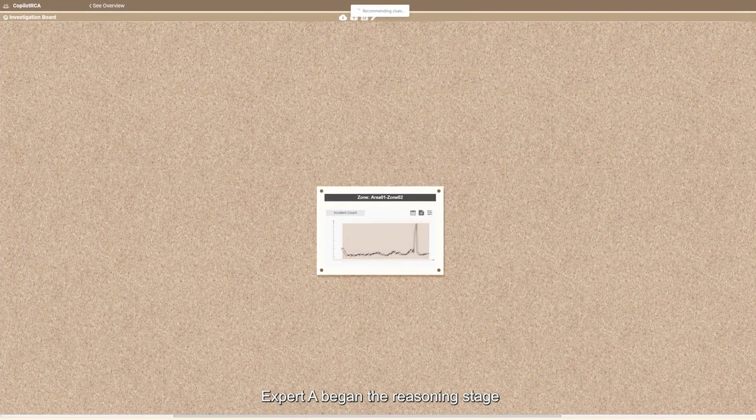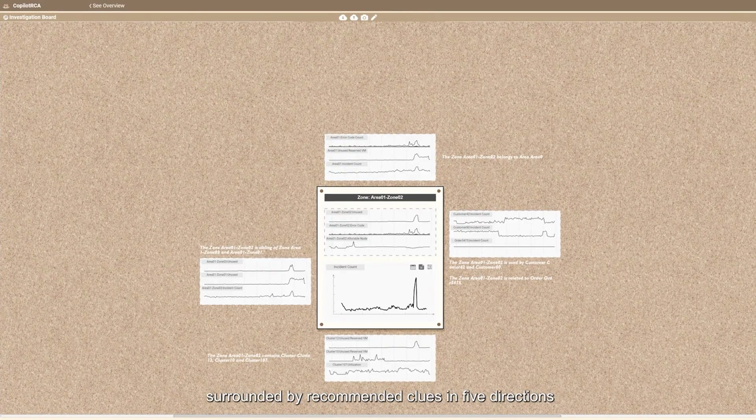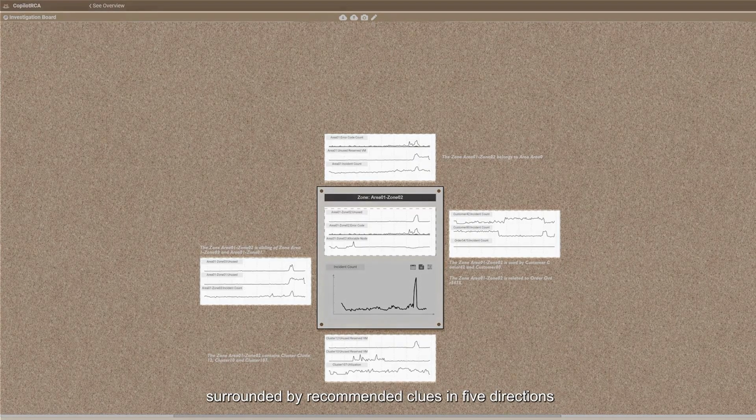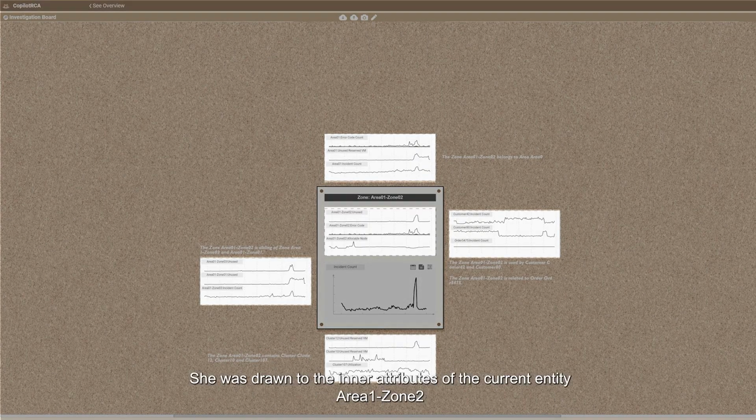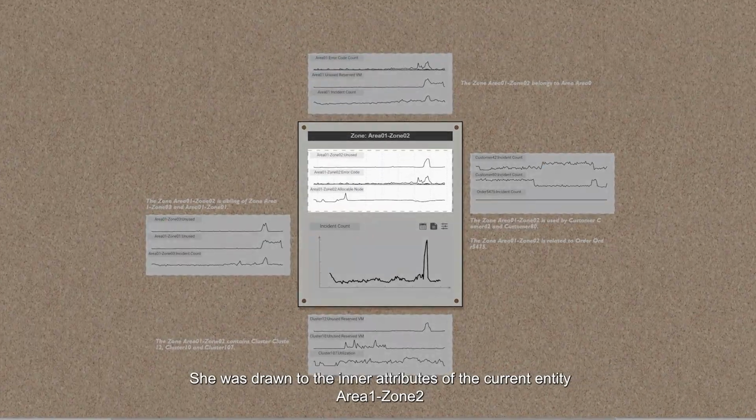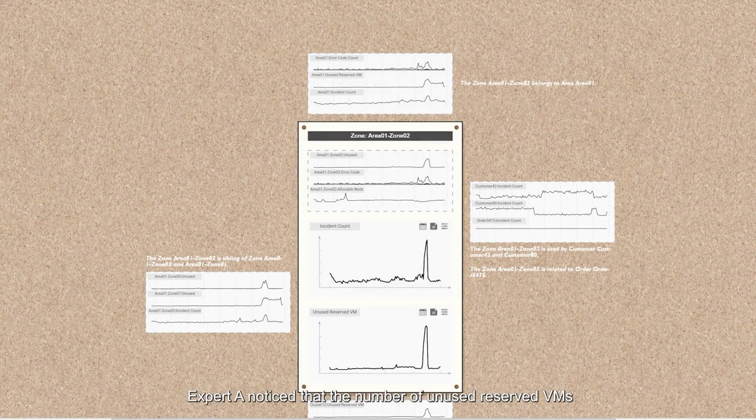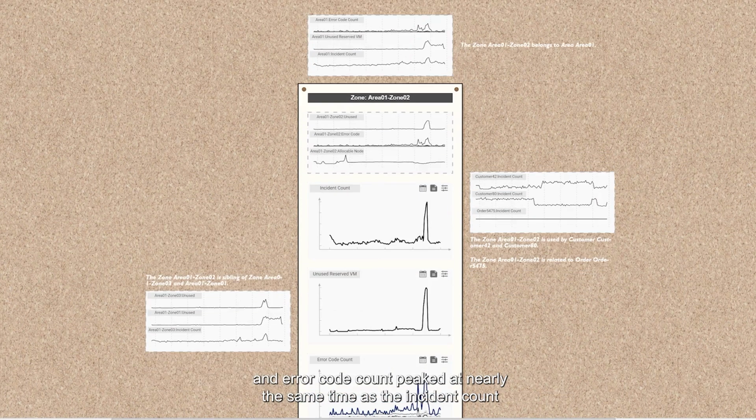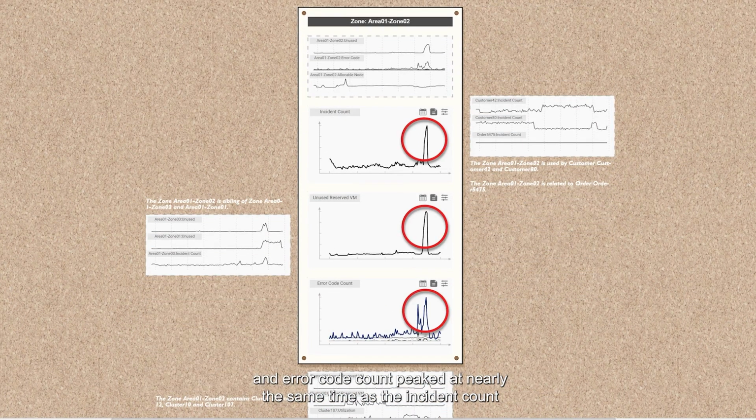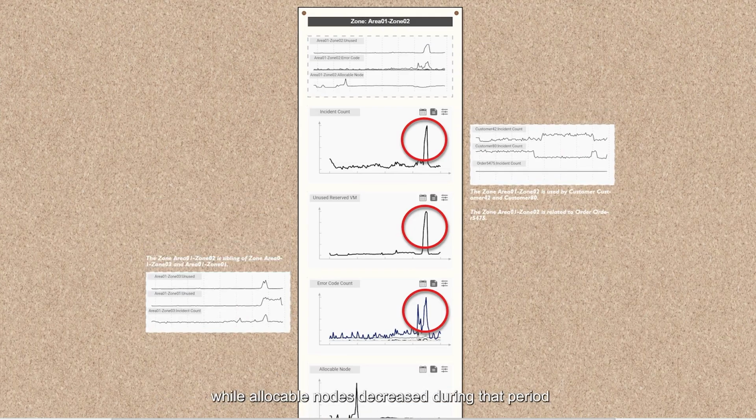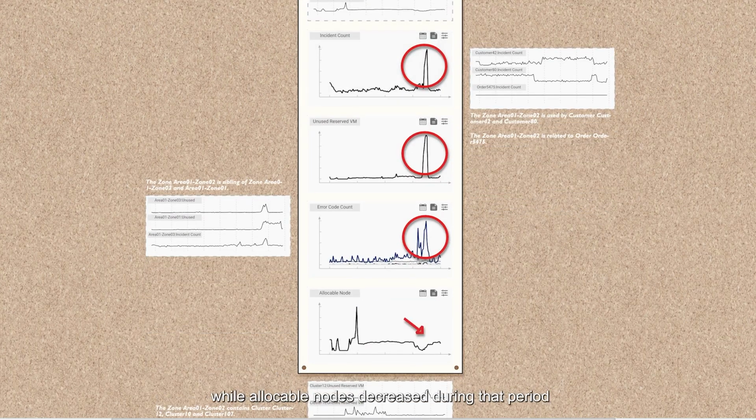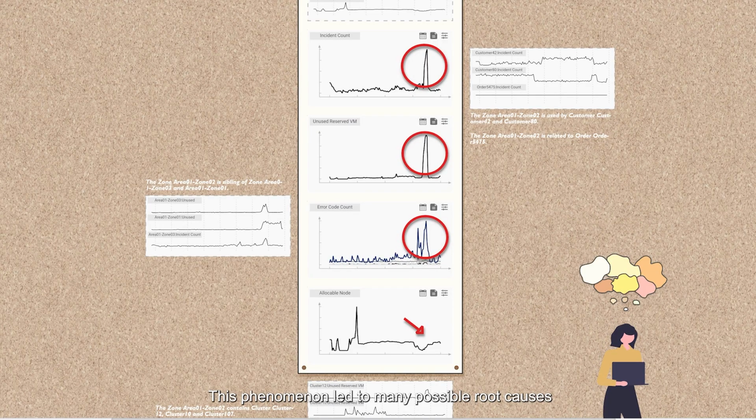Expert A began the reasoning stage. An entity card appeared on the screen, surrounded by recommended clues in 5 directions. She was drawn to the inner attributes of the current entity, Area 1, Zone 2. Expert A noticed that the number of unused reserved VMs and error code count peaked at nearly the same time as the incident count, while allocable nodes decreased during that period. This phenomenon led to many possible root causes.